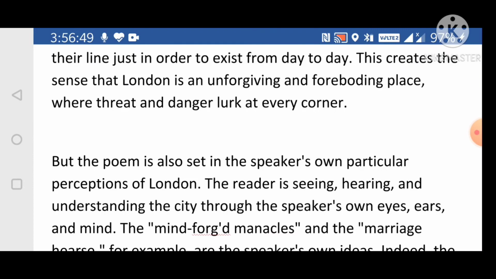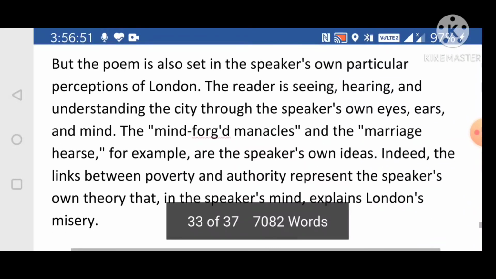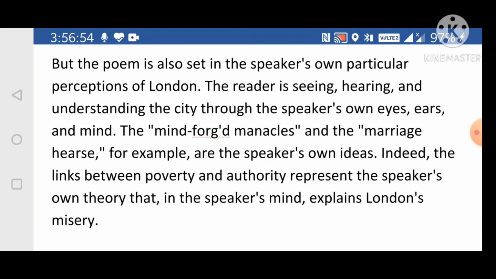But the poem is also set in the speaker's own particular perceptions of London. The reader is seeing, hearing, and understanding the city through the speaker's own eyes, ears, and mind. The mind-forged manacles and the marriage hearse, for example, are the speaker's own ideas. Indeed, the links between poverty and authority represent the speaker's own theory that, in the speaker's mind, explains London's misery.